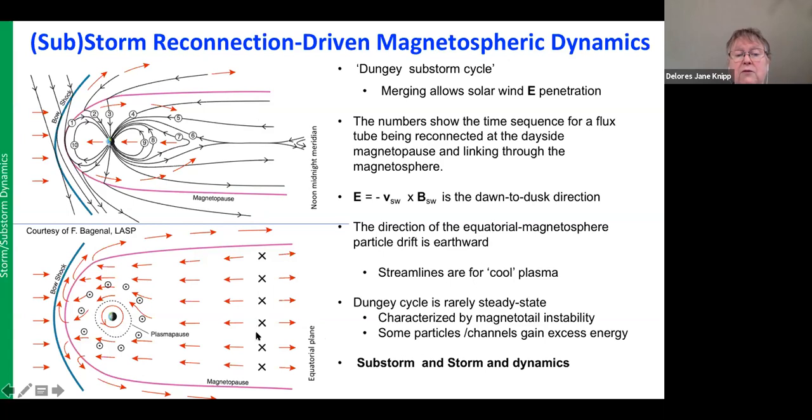they will reconnect and form streamlines of plasma that's both cool and hot. I'm just showing the streamlines for the cool plasma here. That means that plasma is following along with the dipolarized field lines heading back to Earth. And this is this Dungey cycle, as it's called. It's rarely steady state. It's characterized, as Amitava mentioned, by magnetic instability. And there are some particles and channels that gain much more energy than this, which we'll come to in just a minute to look at the movie.